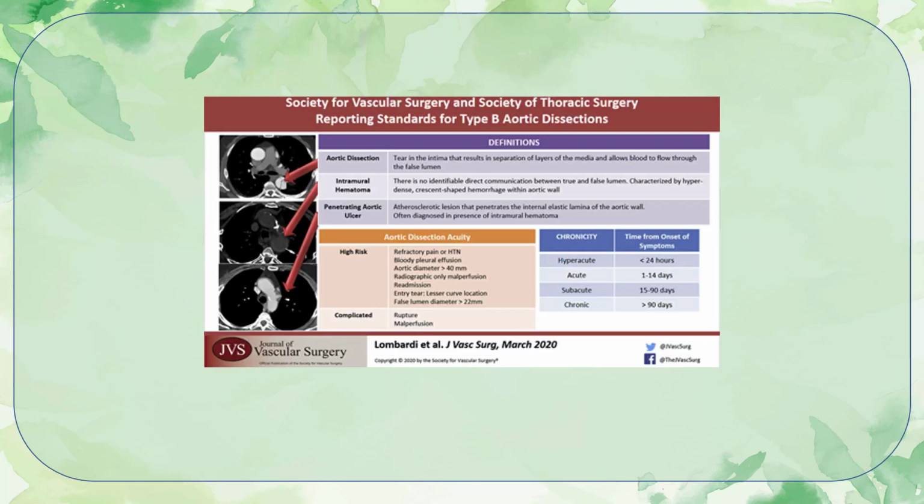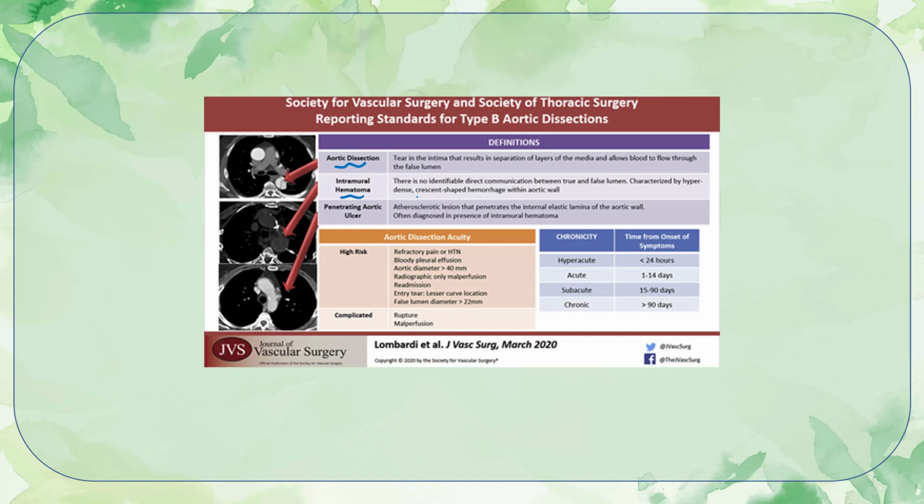And as we can see here, this is the Society for Vascular Surgery and Society of Thoracic Surgeons reporting standards for type B aortic dissection. Aortic dissection is said when there is a tear in the intima that results in a separation of the layers of the media and allows the blood to flow through two lumens, the true lumen, in which the blood normally flows, and in addition to this, through the intimal flap to pass through the false lumen.